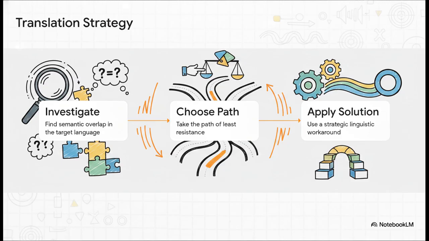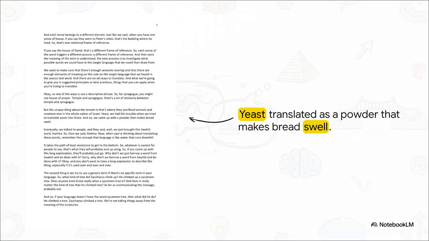Now, translators don't just guess or throw darts at a dictionary. They use a highly structured methodology. First, they investigate the semantic overlap. Then, they choose the path of least resistance so the translation actually feels natural. And finally, they apply a strategic linguistic workaround to get the point across without taking absolutely anything away from the core message. One major tool in their kit is the descriptive phrase.